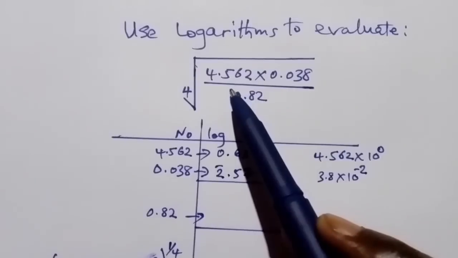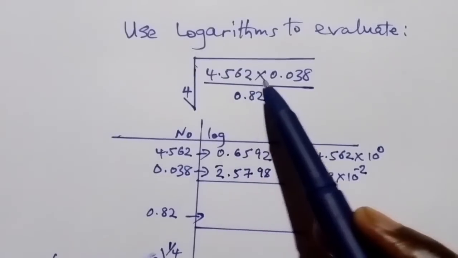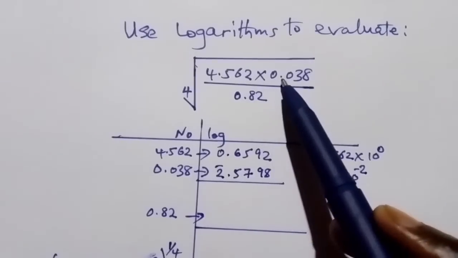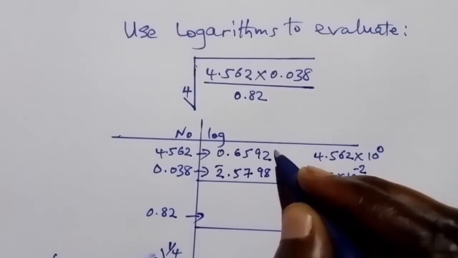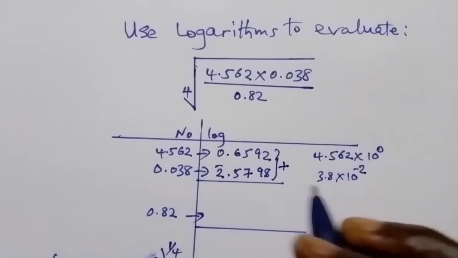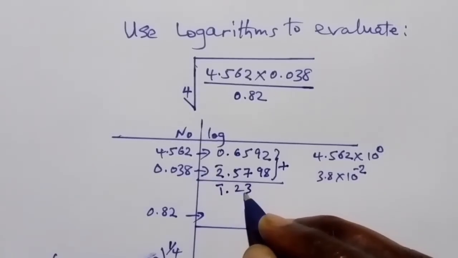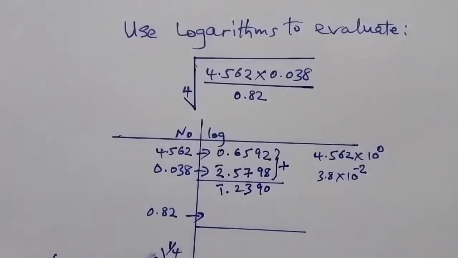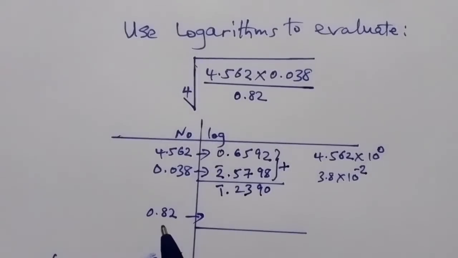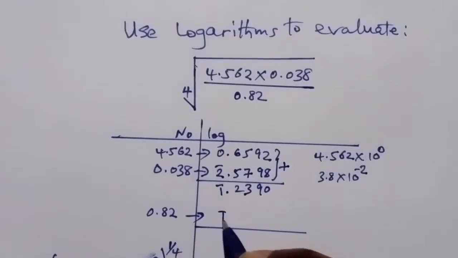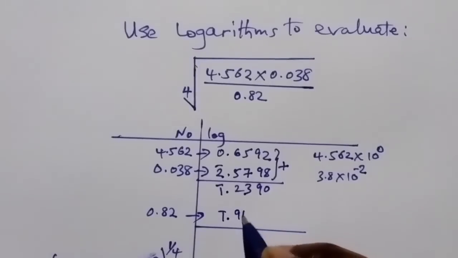So now we want to multiply 4.562 times 0.038. When we multiply in form of log, it means that we add, and when we add, we end up with bar 1.2390. Then we go to the log table to find the log of 0.82. The log of 0.82 is bar 1.9138.